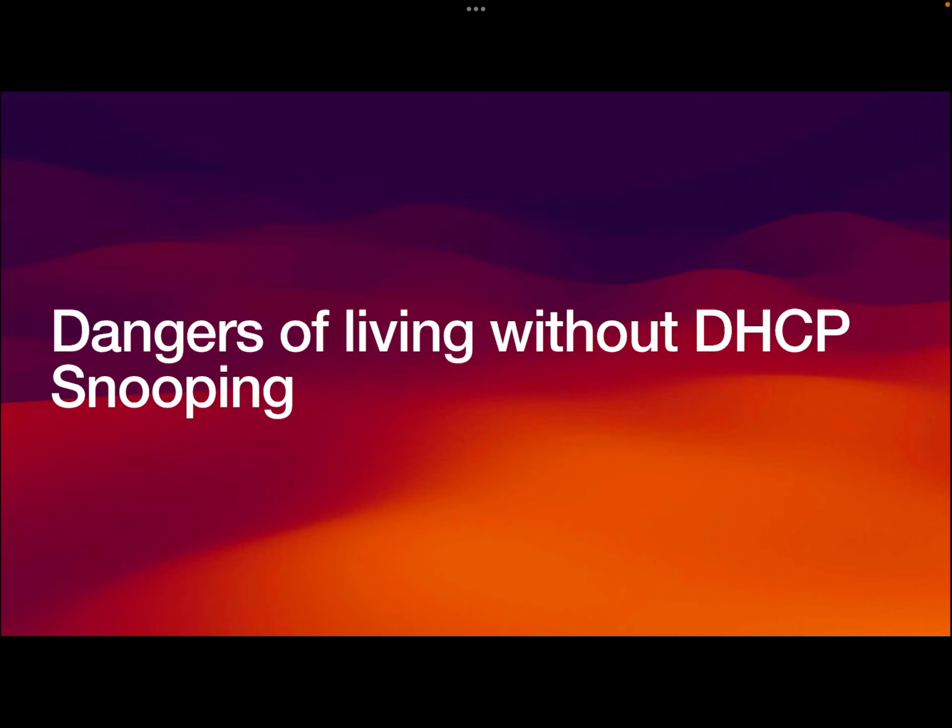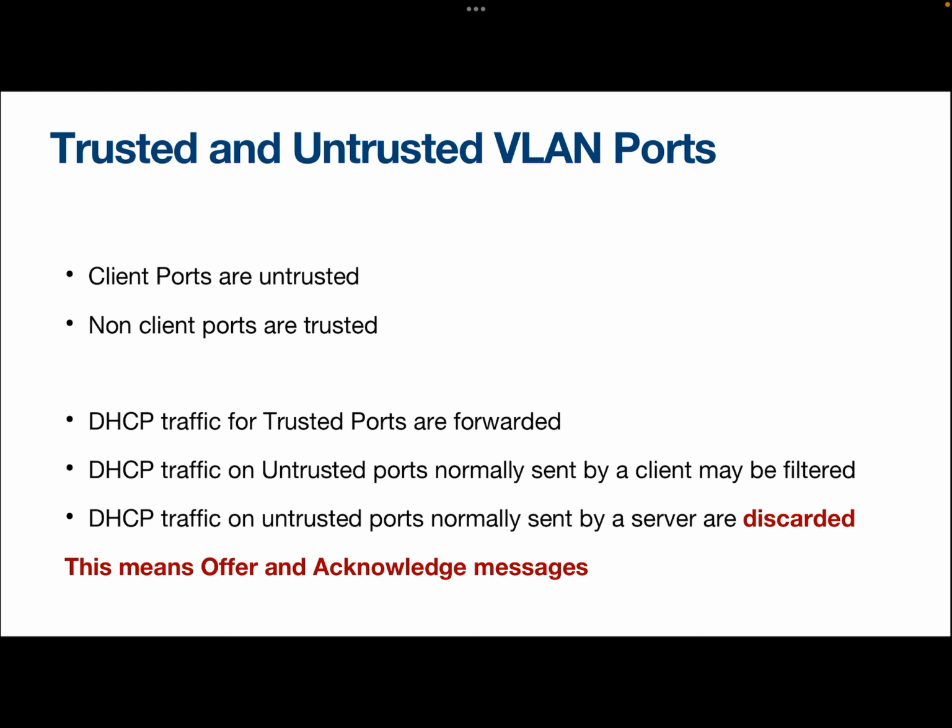So we've kind of touched on it, but we're going to go into this deeper now. Dangers of living without DHCP snooping. What are the dangers associated? Well, we've just spoken about trusted and untrusted ports. So remember, DHCP traffic for trusted ports is forwarded. DHCP traffic on untrusted ports normally sent by a client may be filtered, and DHCP traffic on untrusted ports normally sent by a server is discarded, because that's a red flag.